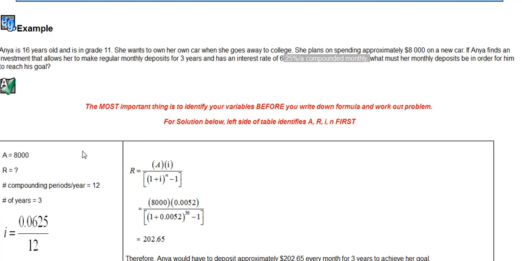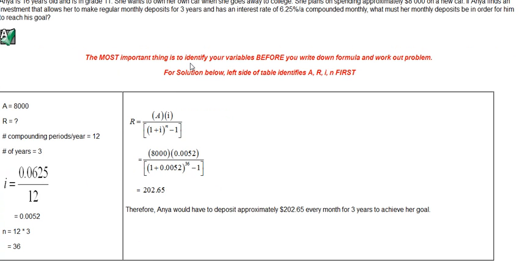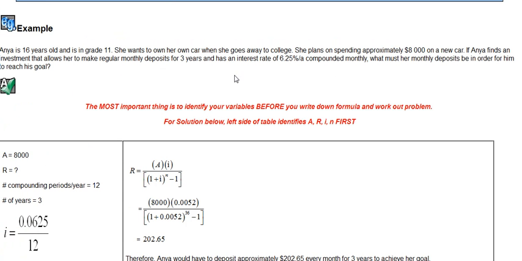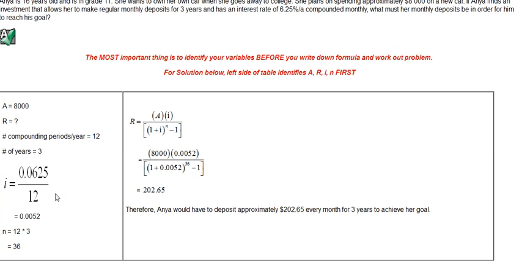So how do we solve this? The first and most important thing is to identify the variables first, and then you need to write down the formula. So the amount she wants at the end is $8,000. The payments we don't know, that's the regular payments, that's R. I'm noting separately the number of compounding periods per year is 12 because it was monthly, the number of years is 3, and then we can work out i.